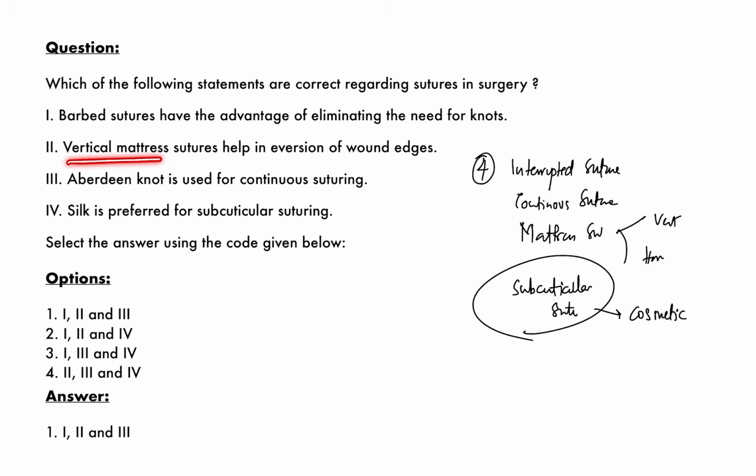Vertical mattress sutures help in eversion of the wound. Horizontal mattress sutures help in inversion of wound edges, right? Aberdeen knot is used for continuous suturing, right? Silk is preferred for subcuticular suturing.